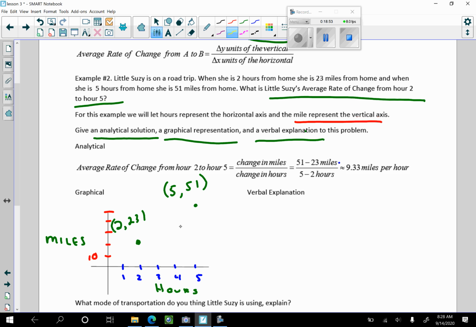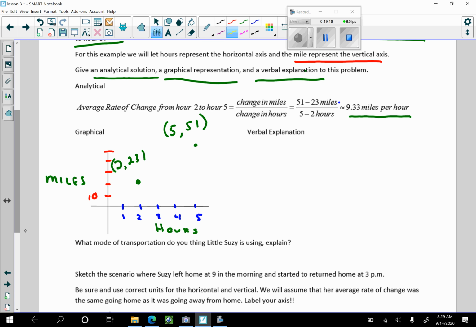So here's the analytical. The average rate of change from hour 2 to hour 5 is going to be the change in miles over the change in hours. So 51 minus 23 miles, 5 minus 2 hours. This is going to be about 9.33 miles per hour. That's your average rate of change. The graphical representation is going to be just similar to what we did.